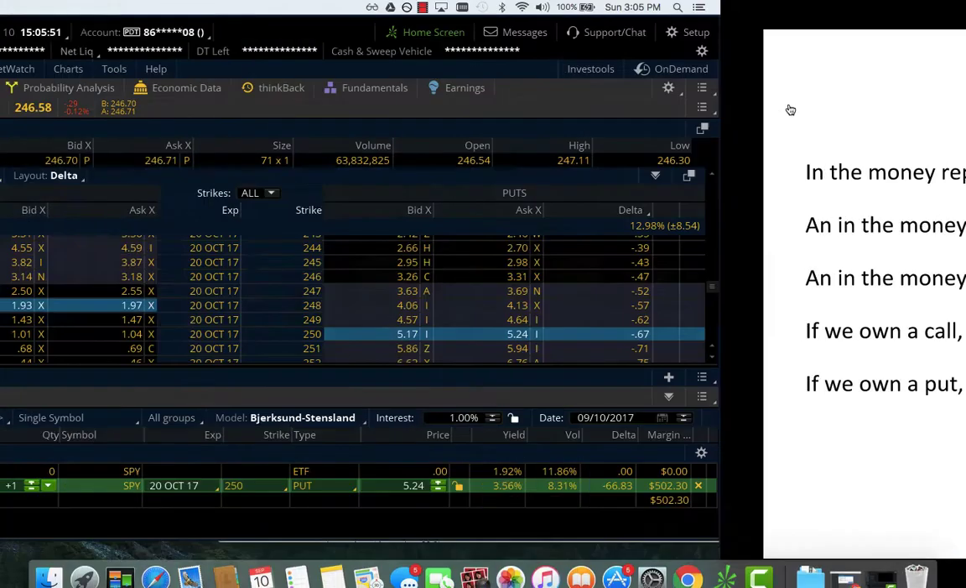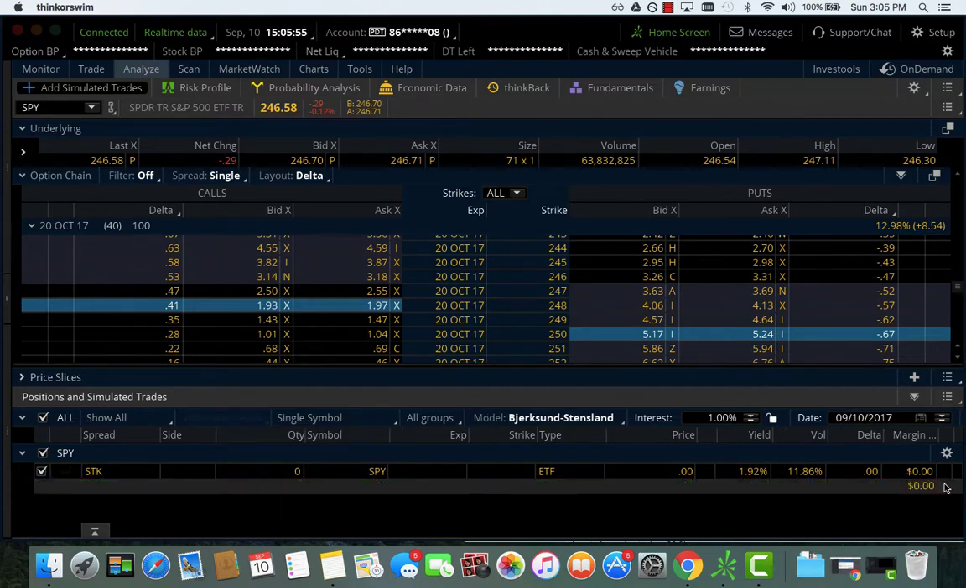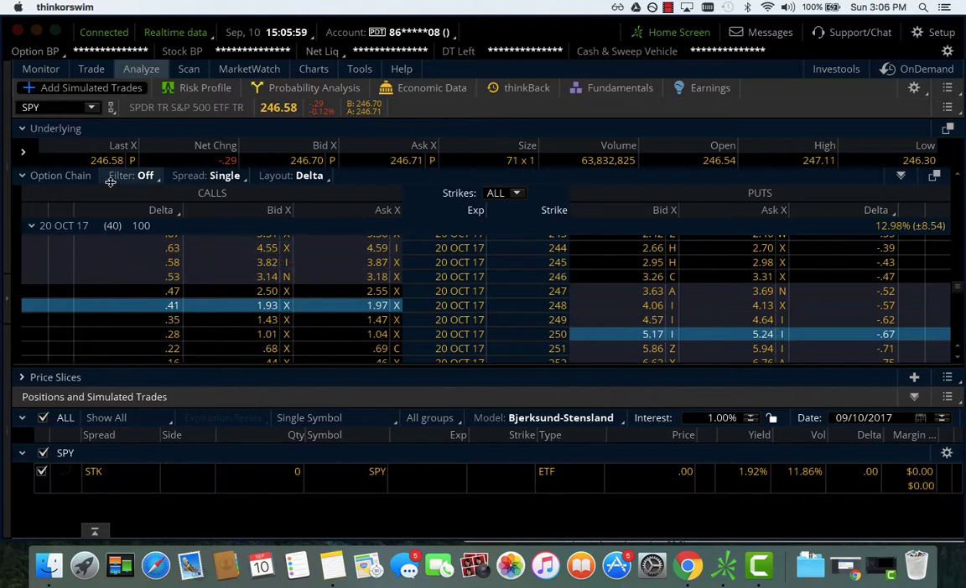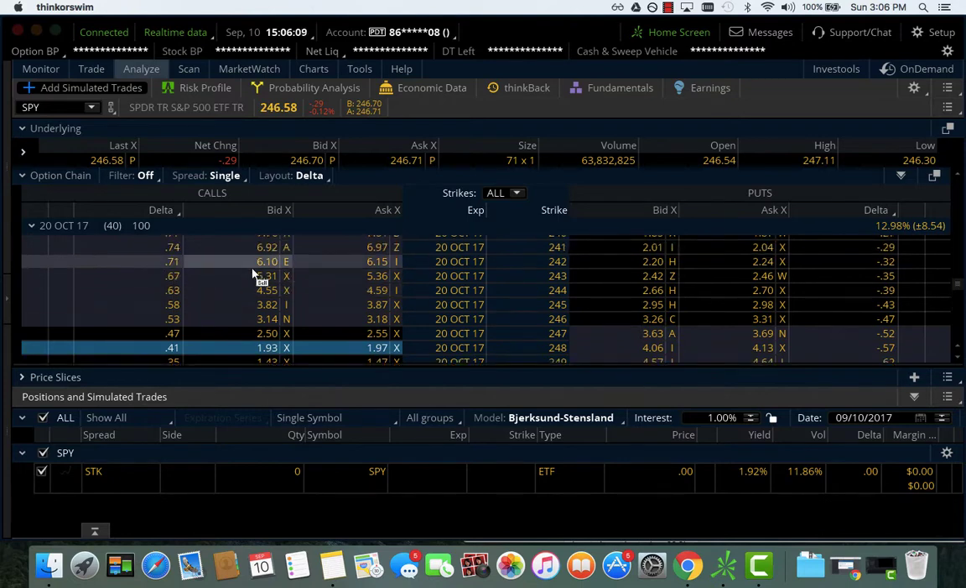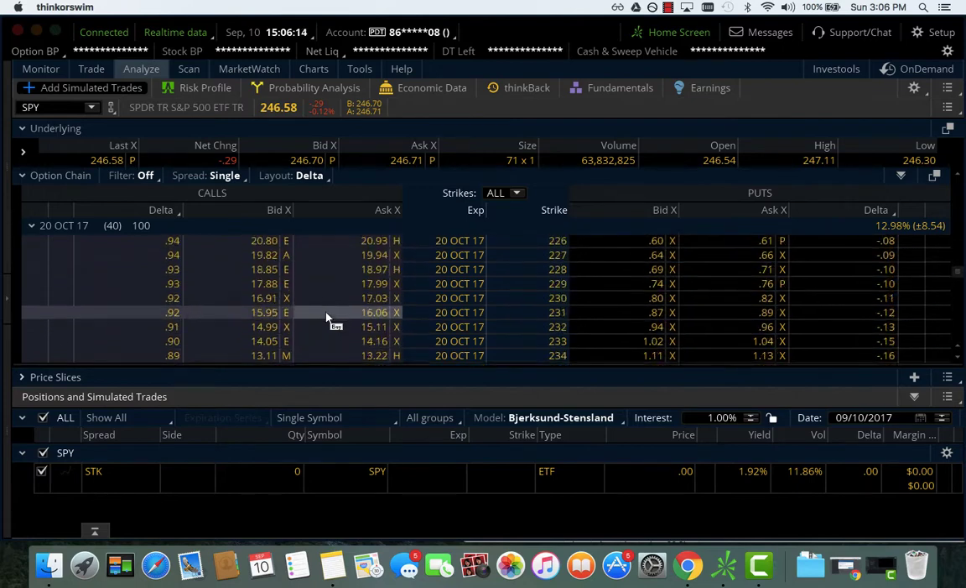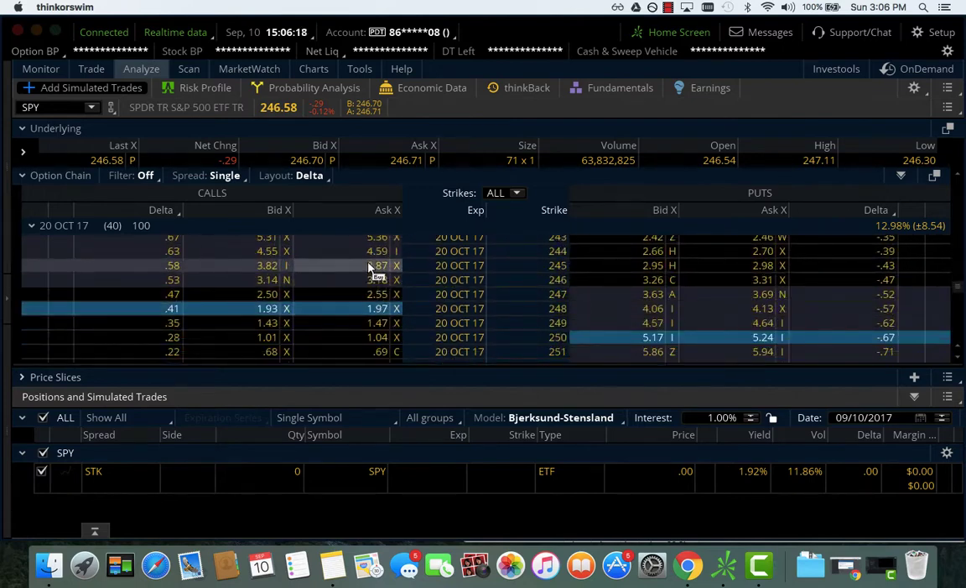So let's take that one by one. The first thing is an in the money call is where the price of the stock is above the strike price. Right now, the price of SPY is 246 and a half, which means any strike below that is in the money. And the way to see that is the delta is greater than 50. So every strike from 246 down that has a delta greater than 50 is known as in the money.